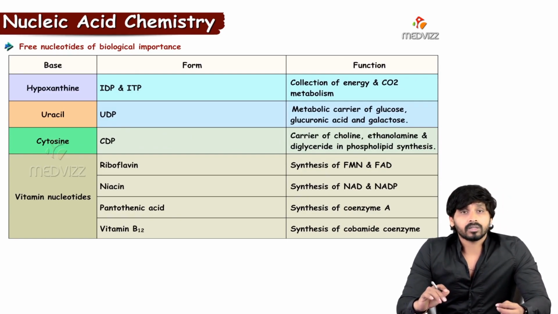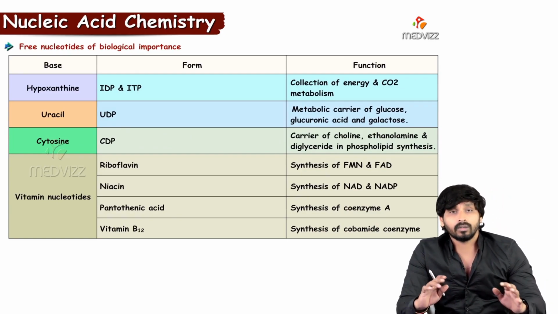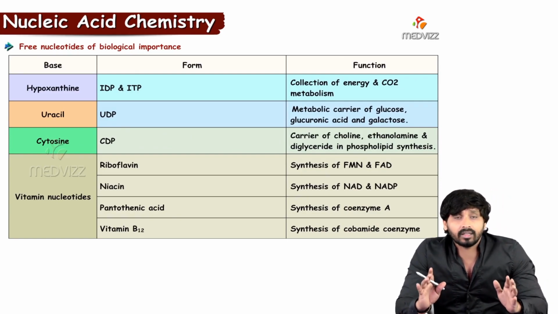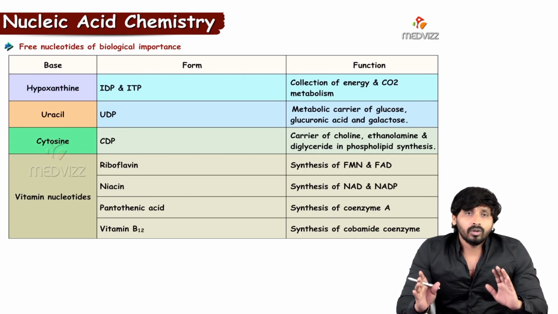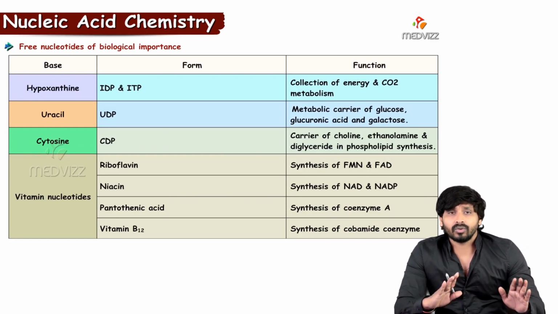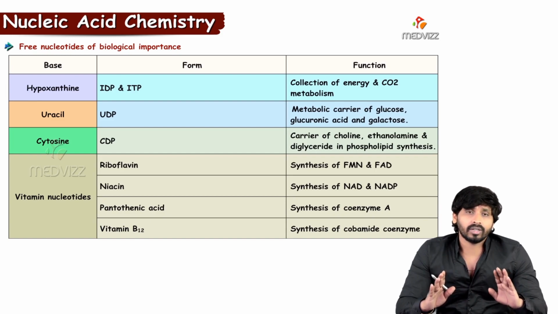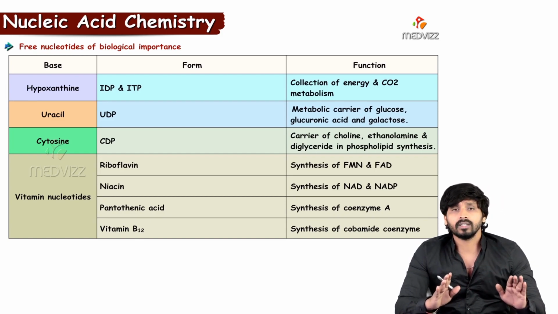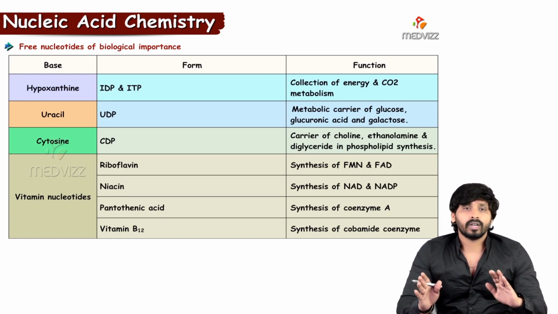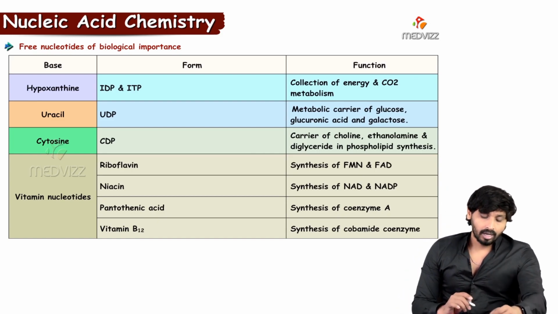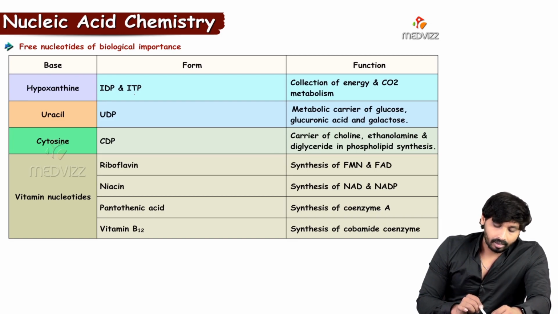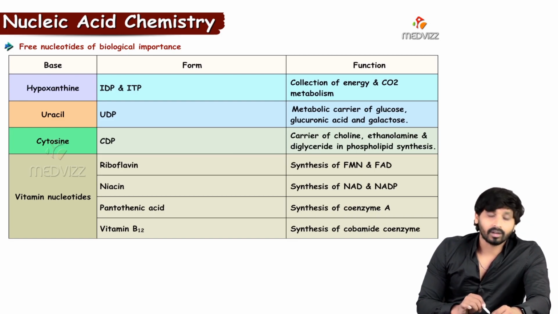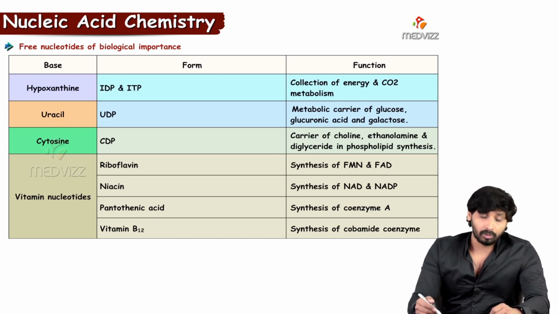Free nucleotides and other substances like hypoxanthine are like non-nucleic acid nucleotides, you can say. These are nucleotides which are not found in nucleic acids. Other than nucleic acids, these nucleotides have other purposes. Hypoxanthine: IDP and ITP, inosine diphosphate and inosine triphosphate, function in collection of energy and CO2 metabolism.